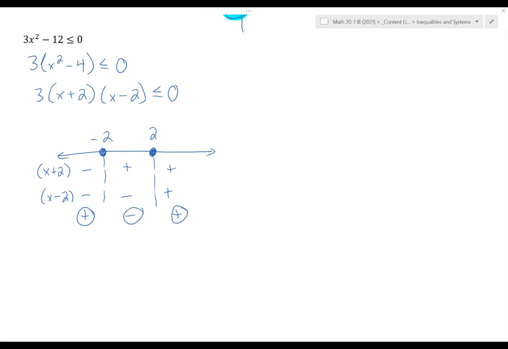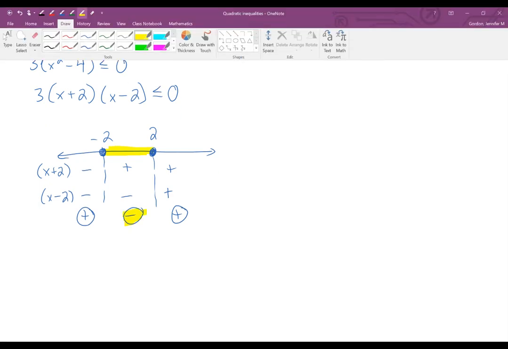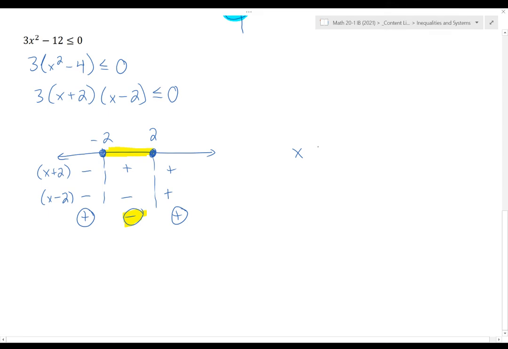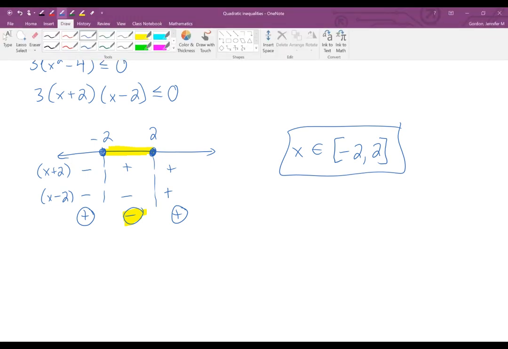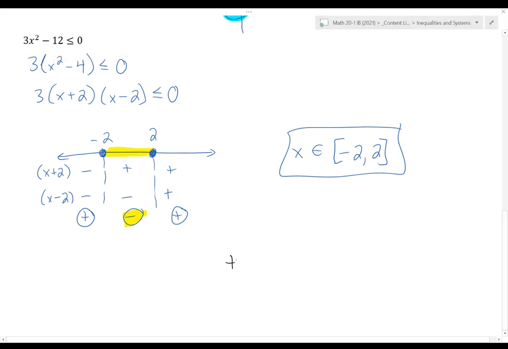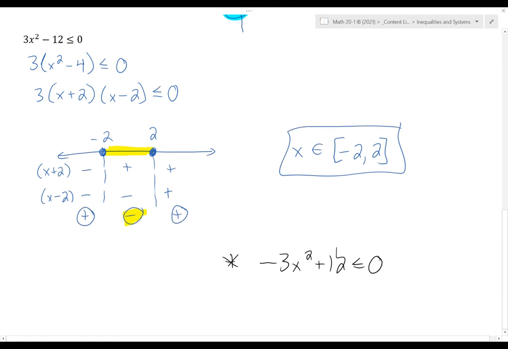I am looking for values that are less than or equal to 0. So the negative product, which means that what I have here is x is in the interval from negative 2 to 2, but inclusive now of those boundaries. Please note that if I had this inequality as negative 3x squared plus 12 is less than or equal to 0, we have a couple different things to consider.